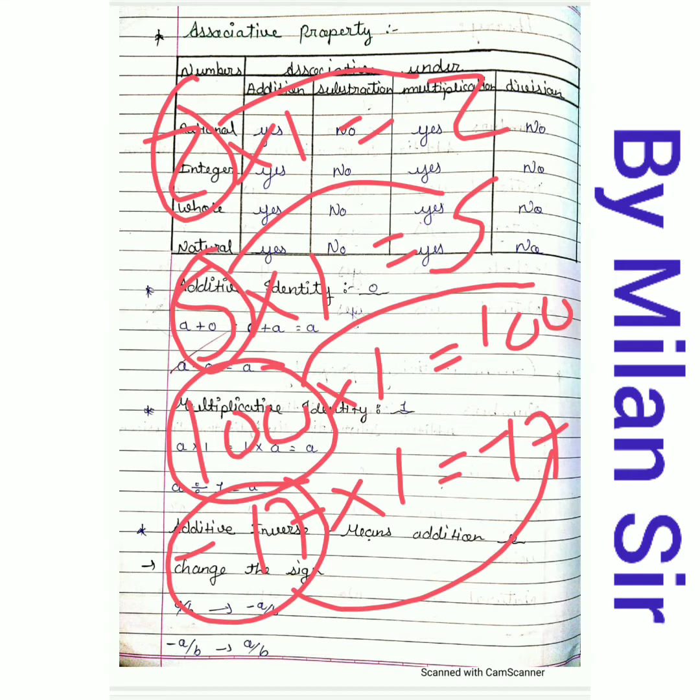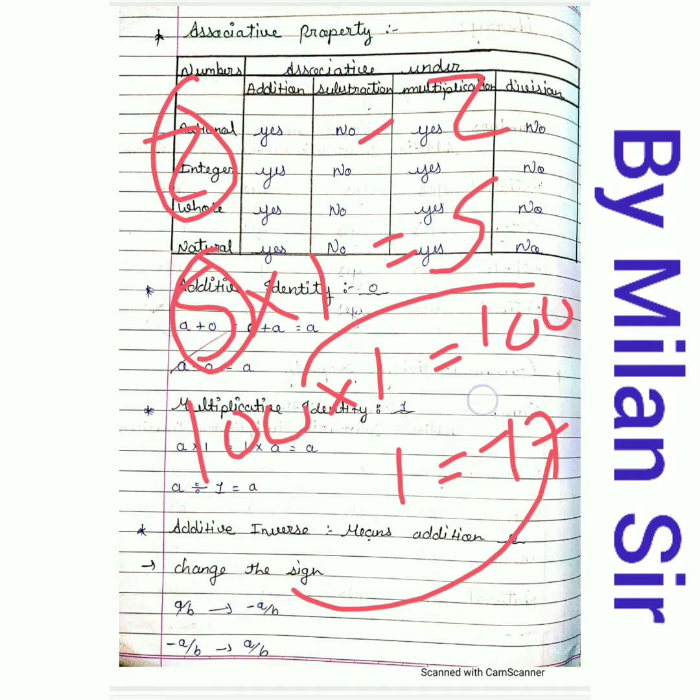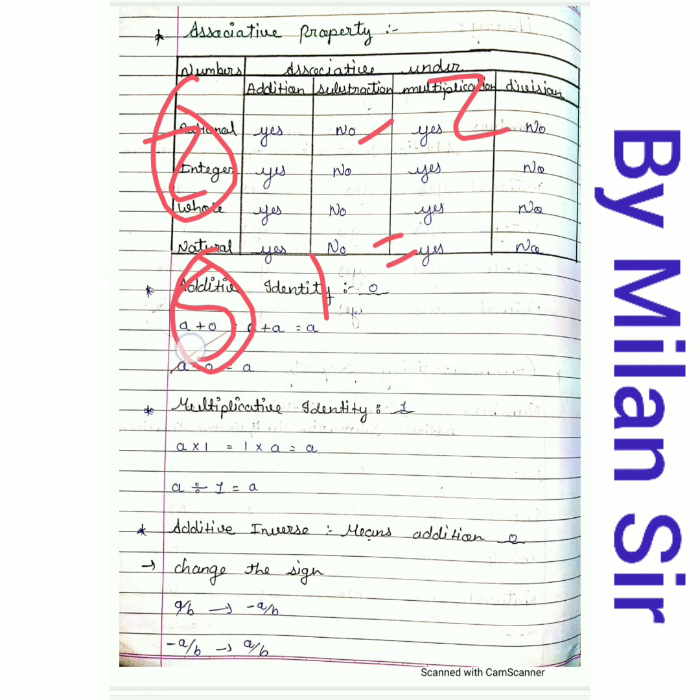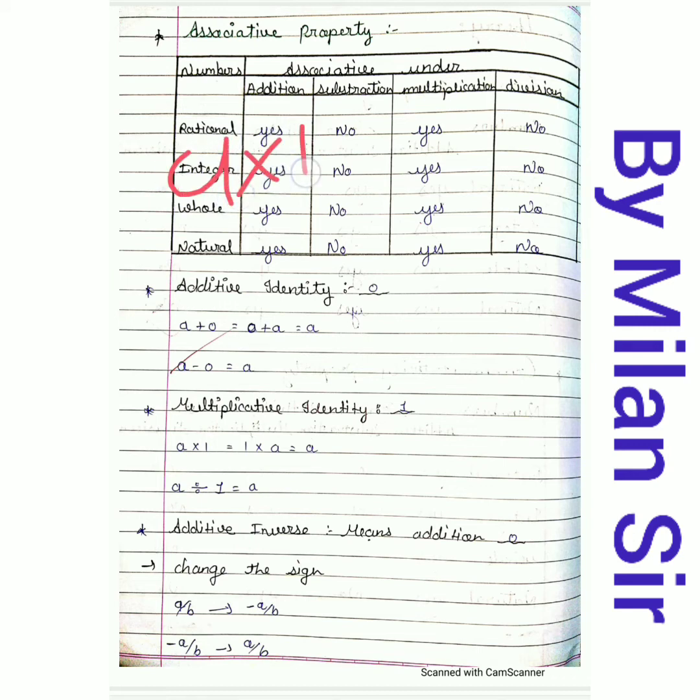So any number we multiply with 1, our answer is always the ideal answer. That means whatever the question is, we get the same answer. So that's why 1 is the multiplicative identity. 1 is the ideal number for multiplication. Any number if we multiply with 1, we get the same answer. That means a multiplied by 1 is equal to 1 multiplied by a, which is equal to a.